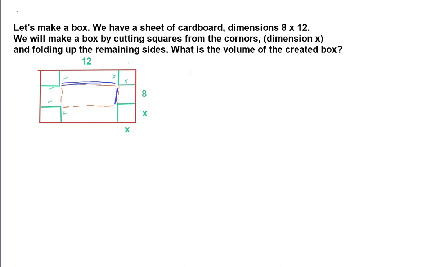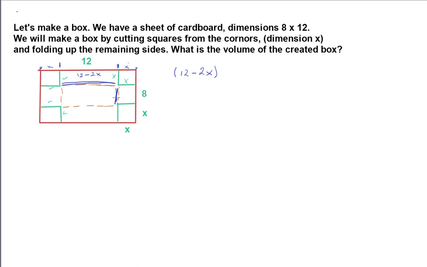Well, the dimensions would be, how much is this? Well, this was 12. From here to here was 12, but we took away X, and then we took away X here also. So the piece that's left would go from here over to here, and wouldn't be 12 anymore, but would be 12 minus 2x. So the first dimension of this box would be 12 minus 2x.